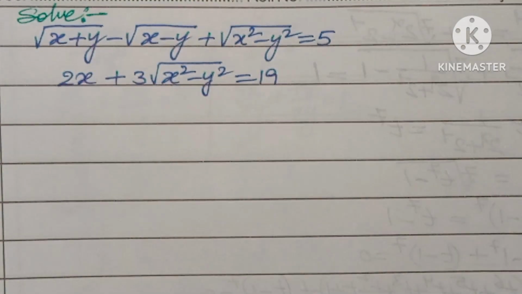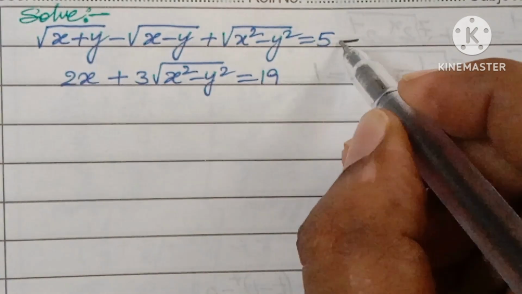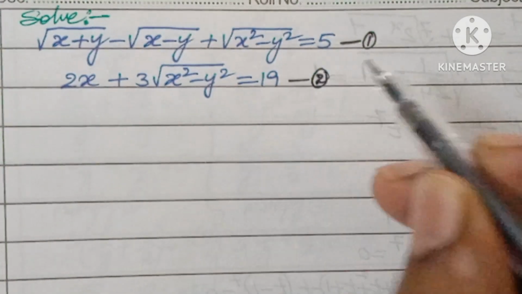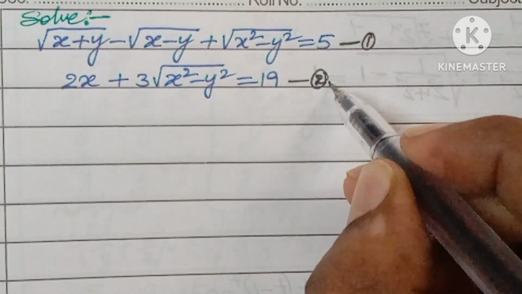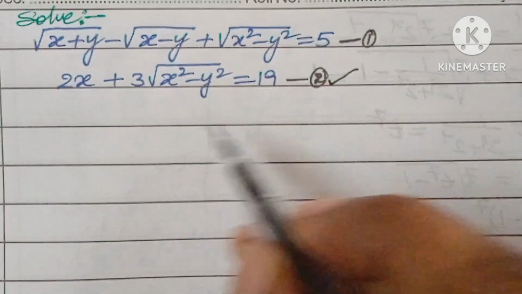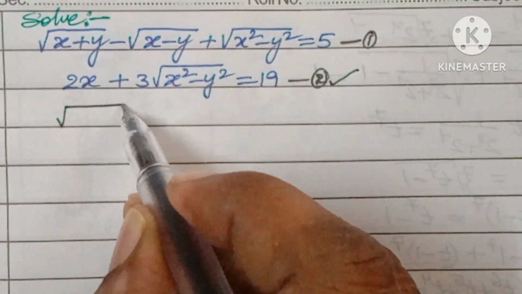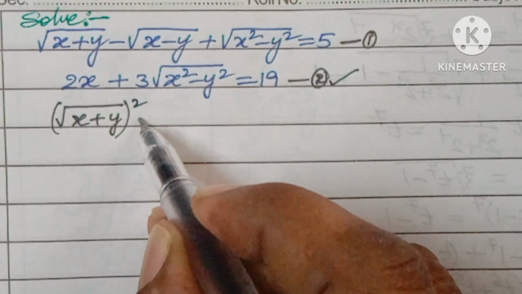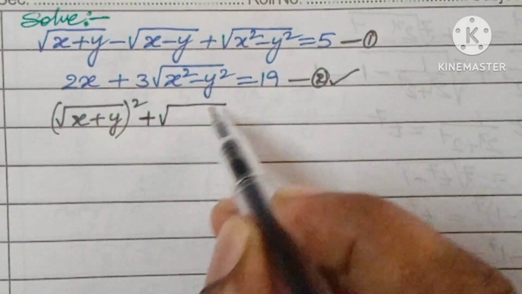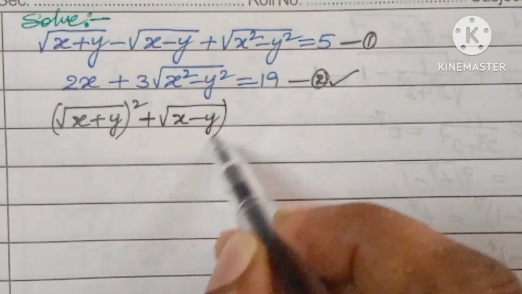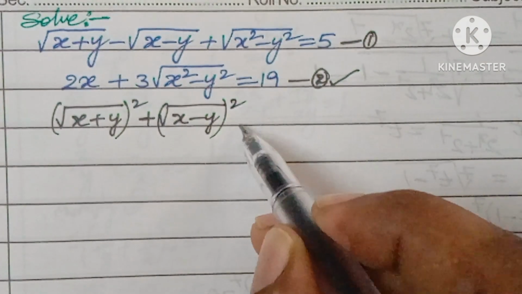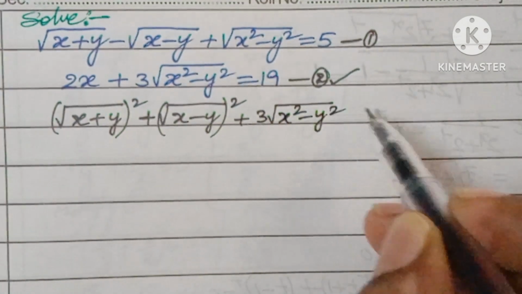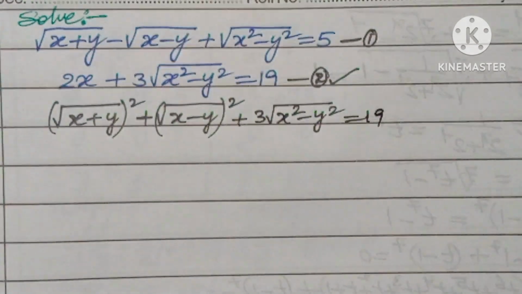So how to solve this problem? Let us take this as equation 1 and this as equation 2. I am going to do some adjustment in equation 2. Here 2x I am writing as (√(x+y))² plus (√(x−y))² plus 3√(x²−y²) is equal to 19.